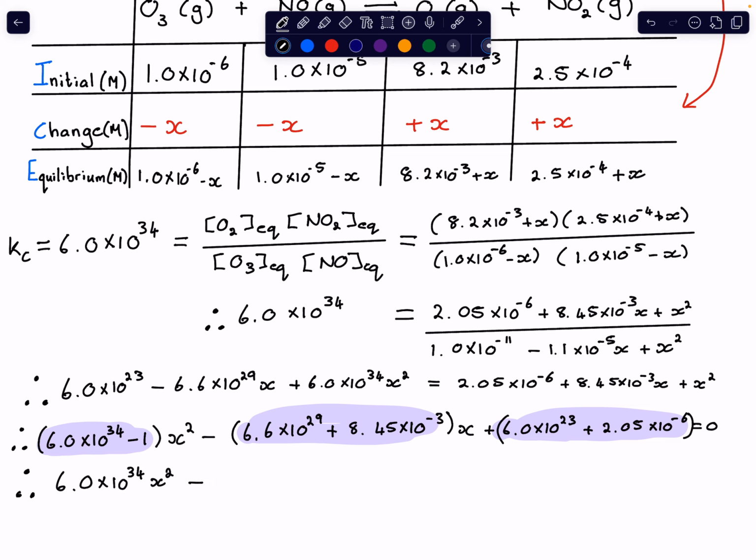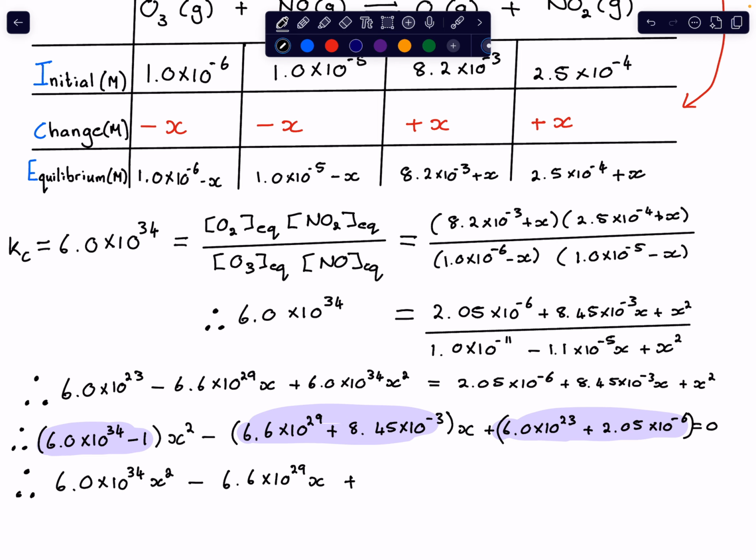This next bracket, you can see you have 6.6 times 10 to the power 29 plus 8.45 times 10 to the negative 3. That's 0.00845. That little bit contributes to this sum is not significant. So it's not even an approximation, it's just that this sum is equal to 6.6 times 10 to the 29. Again, you can put it into your calculator, but I'm quite sure it's going to give you this value.